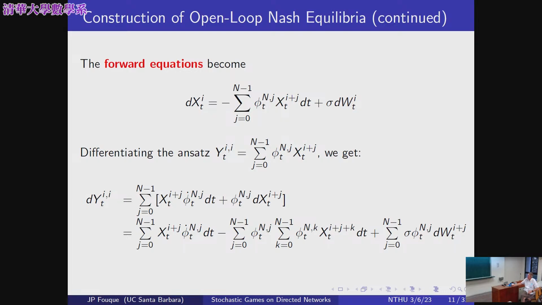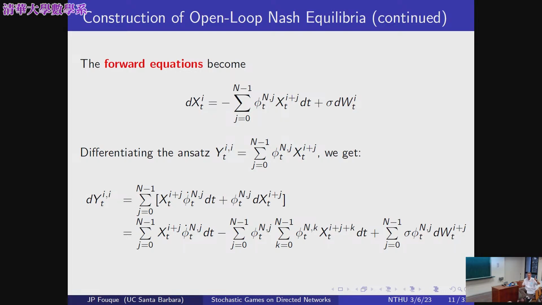We differentiate the ansatz by Ito's formula. You have many indices, so you have to be careful when you compute. You apply your Ito's formula correctly, making sure that you get all the terms. And then you compare with the other. You have already an equation for dy.